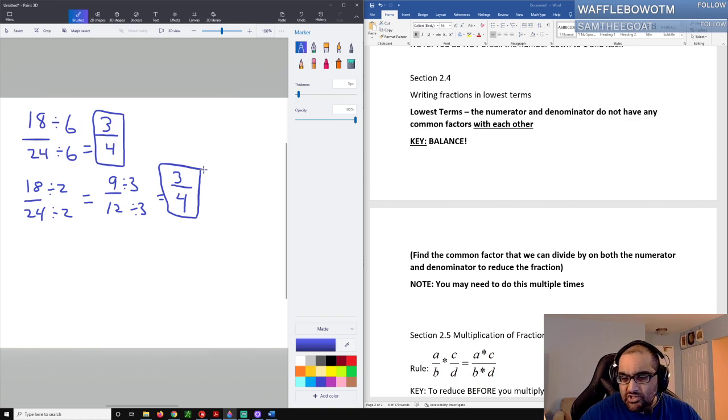So you can see here, you could take multiple steps if you need to, if you want to work slow, or if you want to work faster, if you see a bigger number that's in common in the numerator and denominator as a common factor, then you could do that as well.